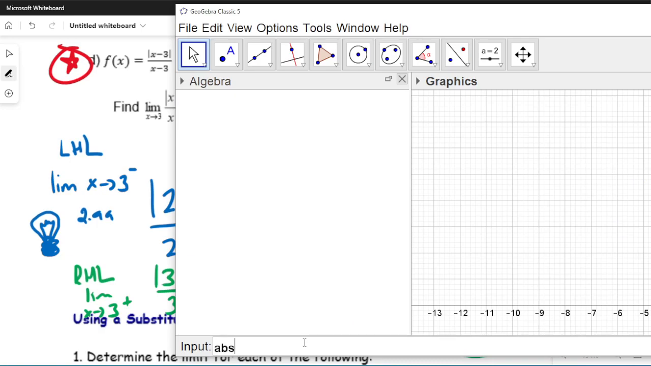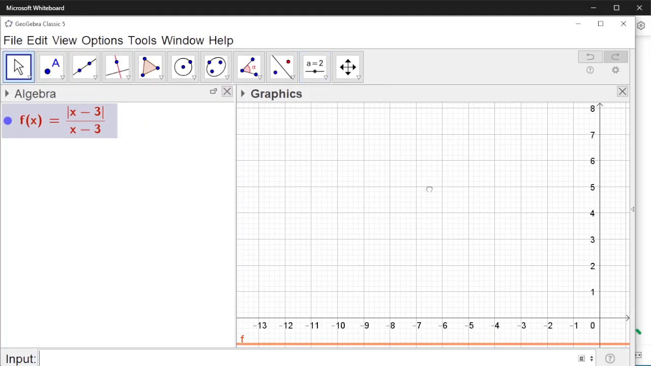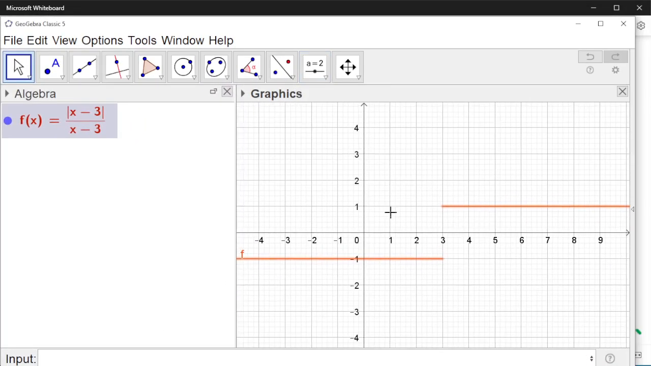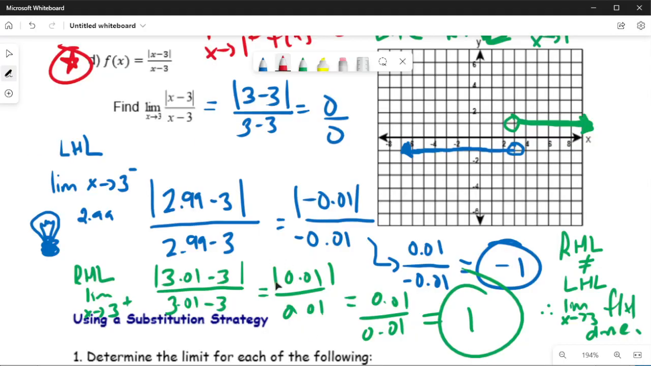So I'm going to draw ABS for absolute value, x minus 3 divided by regular x minus 3. And what I find is, kind of what we predicted, that if you look at the left side, you're going to be at -1. If you look at the right side, you're going to be at +1. And of course, if you try to type limit F3, it can't answer, right? It can't answer because it doesn't know what to do. The two limits don't agree, so which one do you want? We can't give a limit.